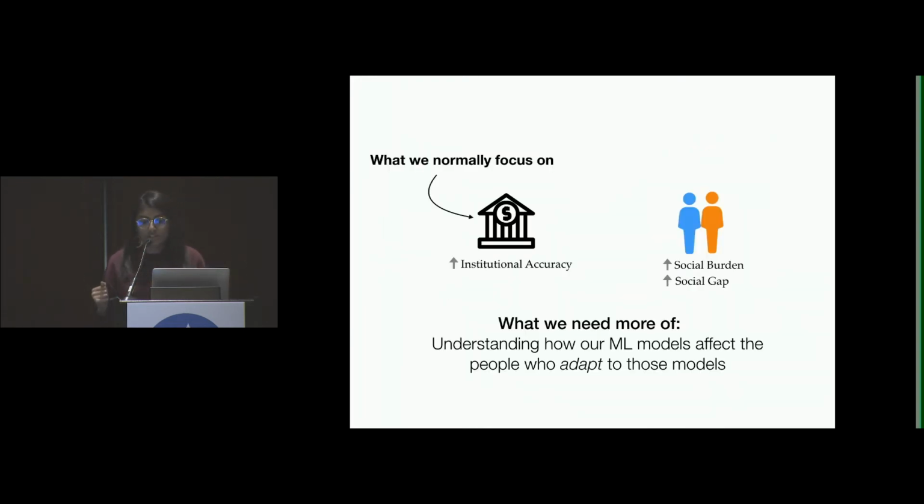So in conclusion, to just take a broader step back, what we normally focus on is this institution-centric viewpoint. In our work, we showed that increasing institutional accuracy actually ends up increasing the social burden and social gap. And what our results speak to is the need for further understanding of how our machine learning models end up affecting the people who interact with and adapt to those models.